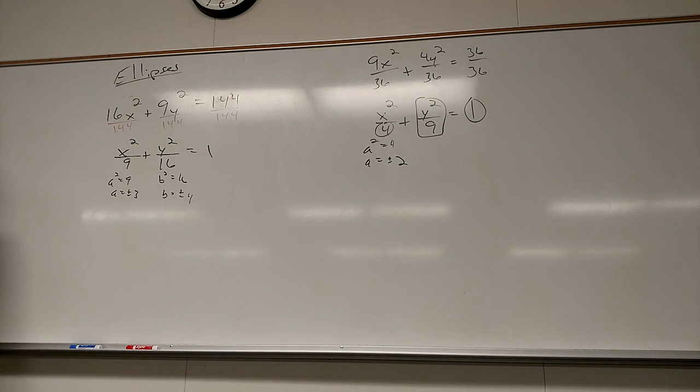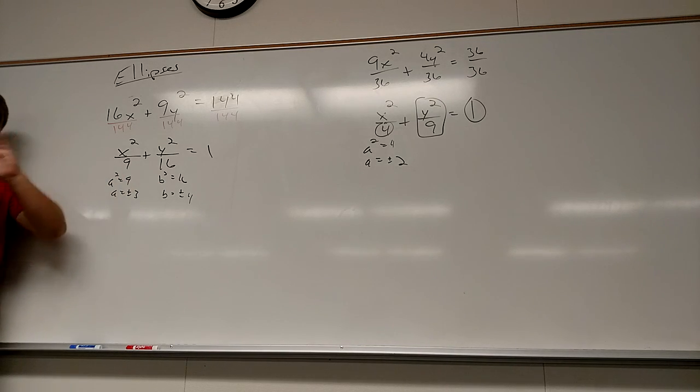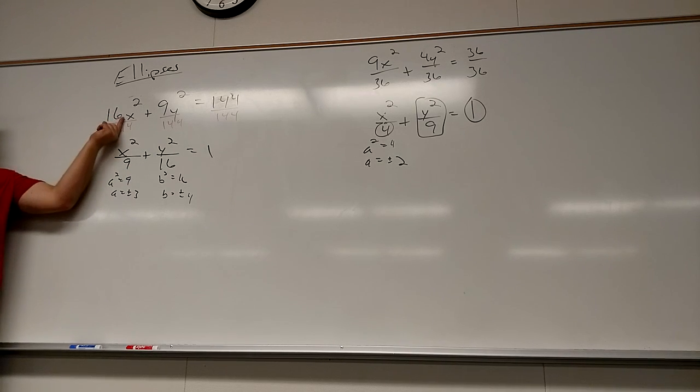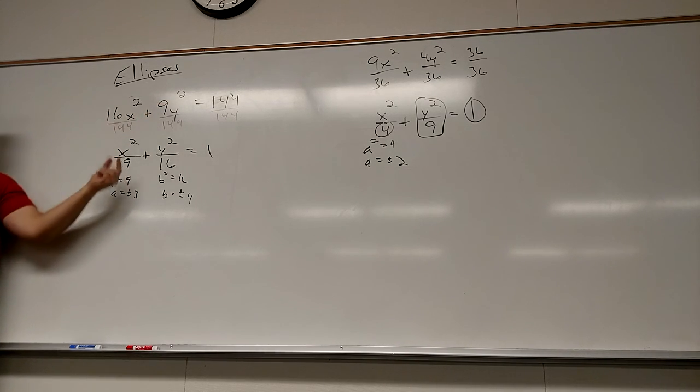Why do you use A and B as variables? A and B are parameters here. Because what could be down here? Why was this a 9? Just because I picked a 16 there and a 144 there. What could it be? Anything.